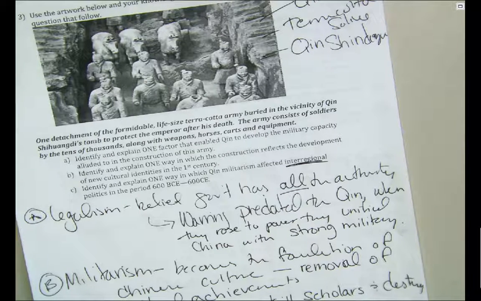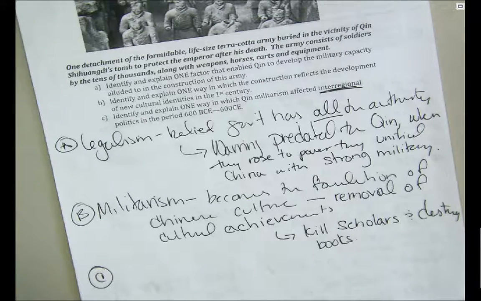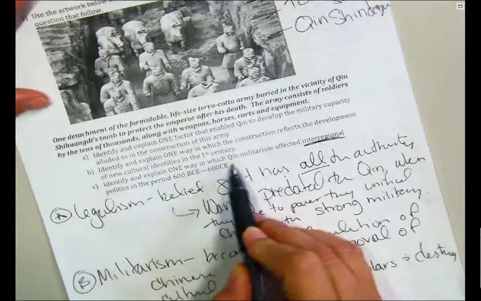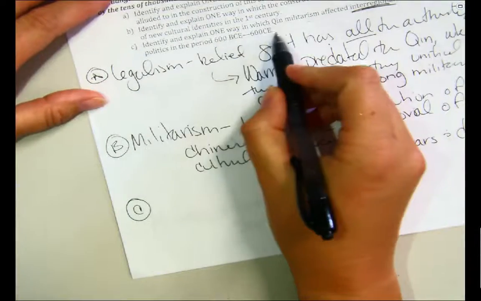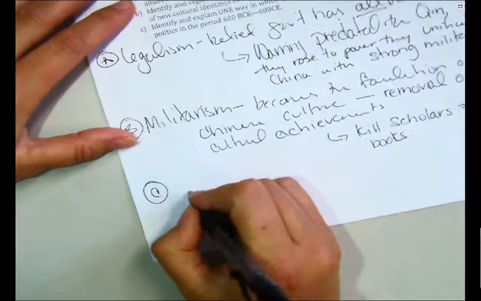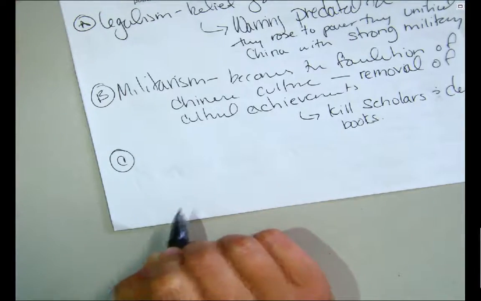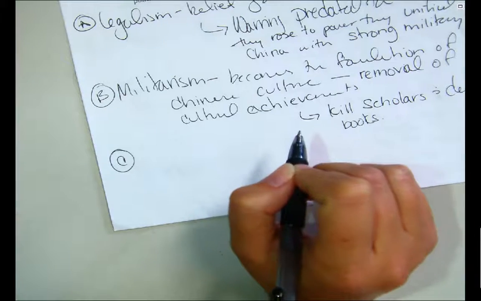What you got, Maggie? They fought with them. So what are they definitely not doing? They're definitely not trading. Have we talked about any trading empire or trading component to it? Absolutely not. So, identify and explain one way in which the Qin militarism affected interregional politics in the period of 600 BCE to 600 CE. Who can tie it all together for me? Come on, tie it together. Daniel?